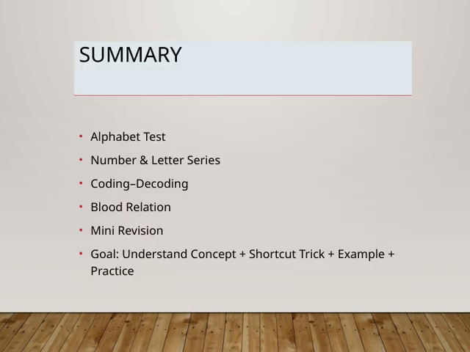Today, we're going to go through a quick summary of the key topics we'll cover in this course. First up is the alphabet test, which helps us improve our understanding of patterns and sequences in the alphabet. Next, we have number and letter series, an important area that sharpens your ability to identify logical progressions. Then, we'll look into coding, decoding, a crucial skill for cracking codes and understanding hidden meanings. After that, we'll review blood relations, which enhances your ability to analyze family relationships and connections. Following this, there will be a mini revision to reinforce what we've learned so far.